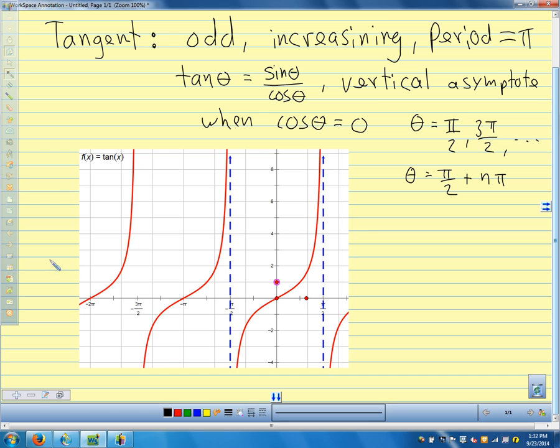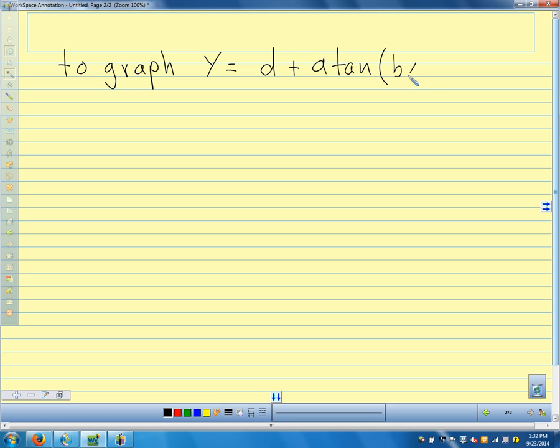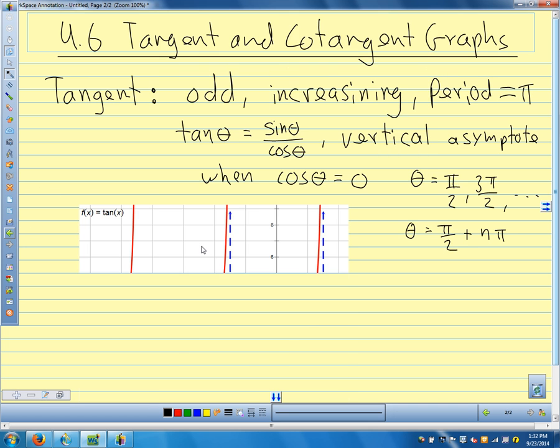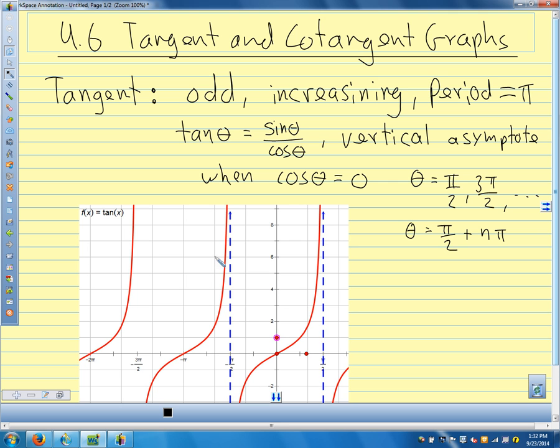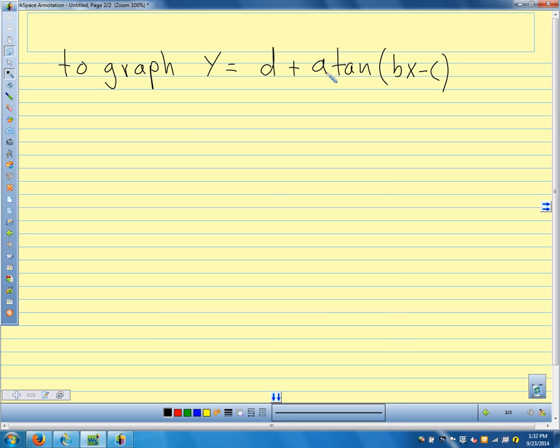Okay, let's talk about how we graph this. So we're going to talk about all of our different shifts at once. So y equals, I'm going to put the d out here in front. And let me go back here really quickly. Notice that we don't get this oscillating thing like what happened with sine and cosine. So it really doesn't make sense to talk about an amplitude because we have these vertical asymptotes. So when we talk about our A, we don't really talk about an amplitude for the tangent function.